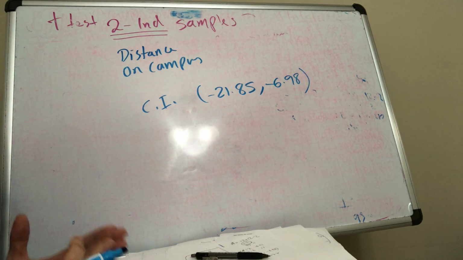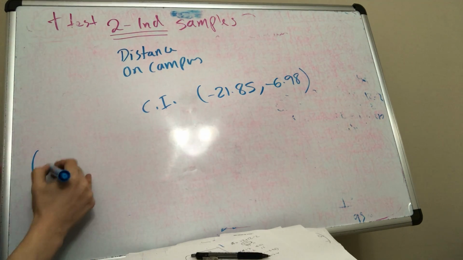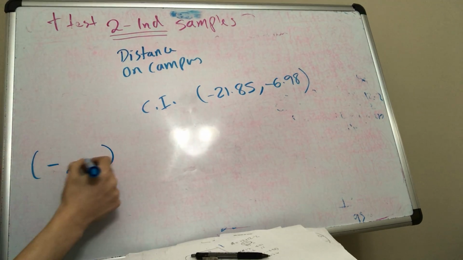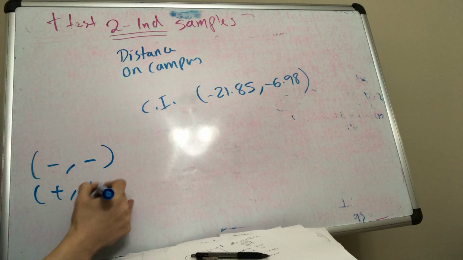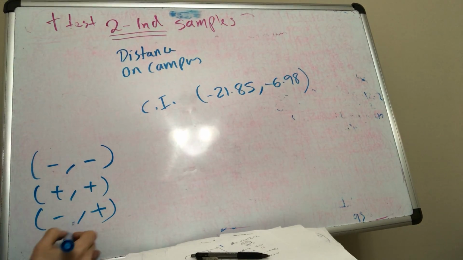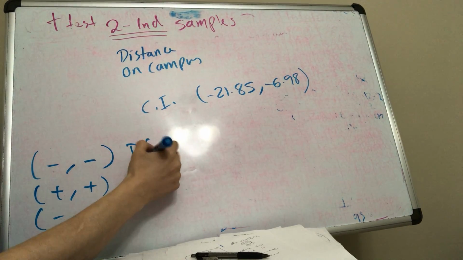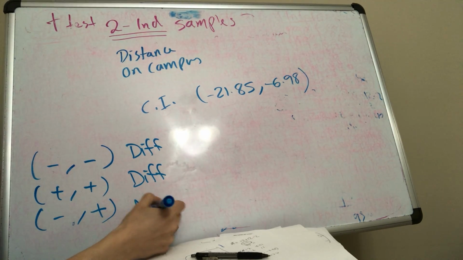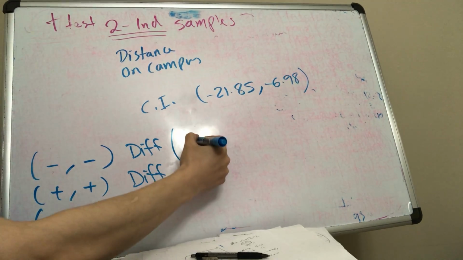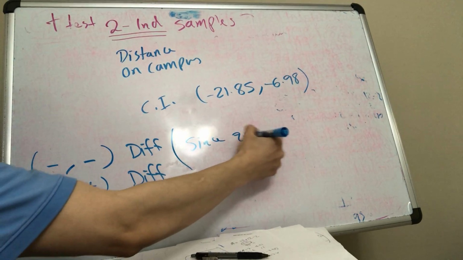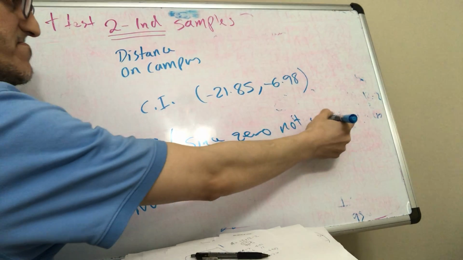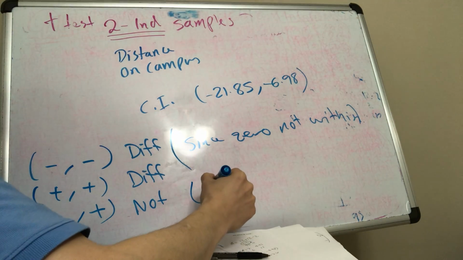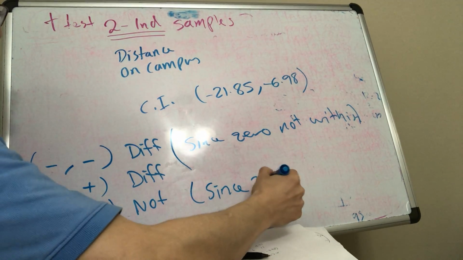Remember, at the beginning of this video, I told you when you do a confidence interval for two groups, it could be negative, negative, or positive, positive, or negative, positive. This one is different, this one is different, this one is not. These two, since 0 is not within. And this one, not different since 0 is within.